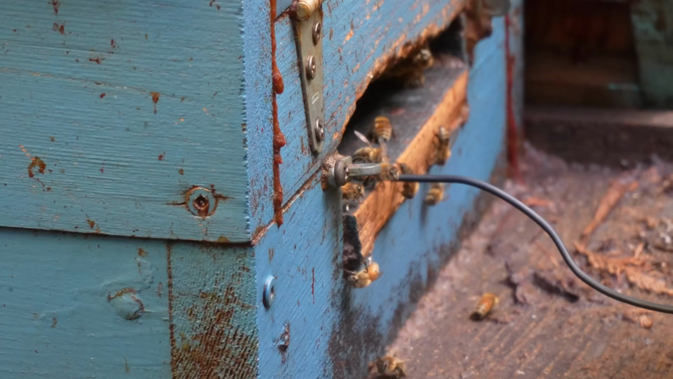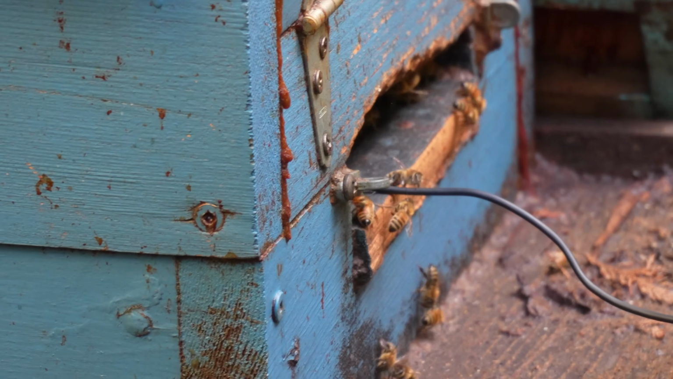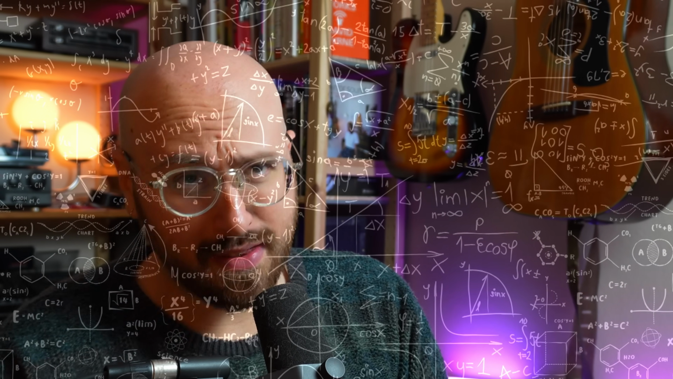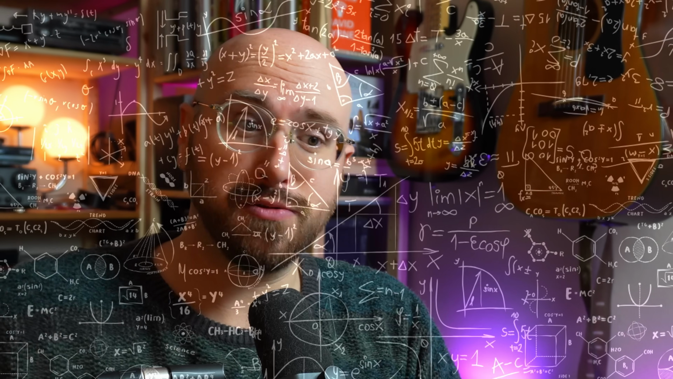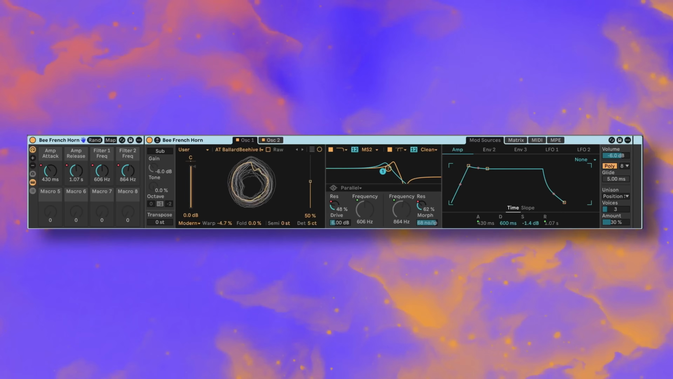Okay, just kidding. That is not a French horn. It's bees. Well, specifically, it's bees that have been turned into a wavetable, loaded into Ableton's Wavetable synthesizer that have then been processed to sound like a French horn. This is an instrument that I created and used in my new single, Hiveminded.